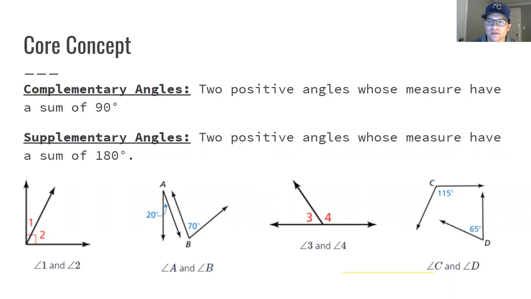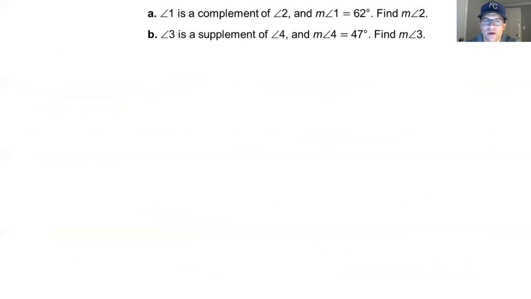Supplementary is the same idea, but the two angles add up to equal 180. Again, they could be together. So that first diagram, angles 3 and 4 are a straight line angle. So angle 3 would be less than 90, and then angle 4 would be the supplement opposite to it, so that the total is 180. And then C and D is an example of what it may look like when they are not next to each other or touching. 115 plus 65 does give you 180. So complementary is 90, supplementary is 180.